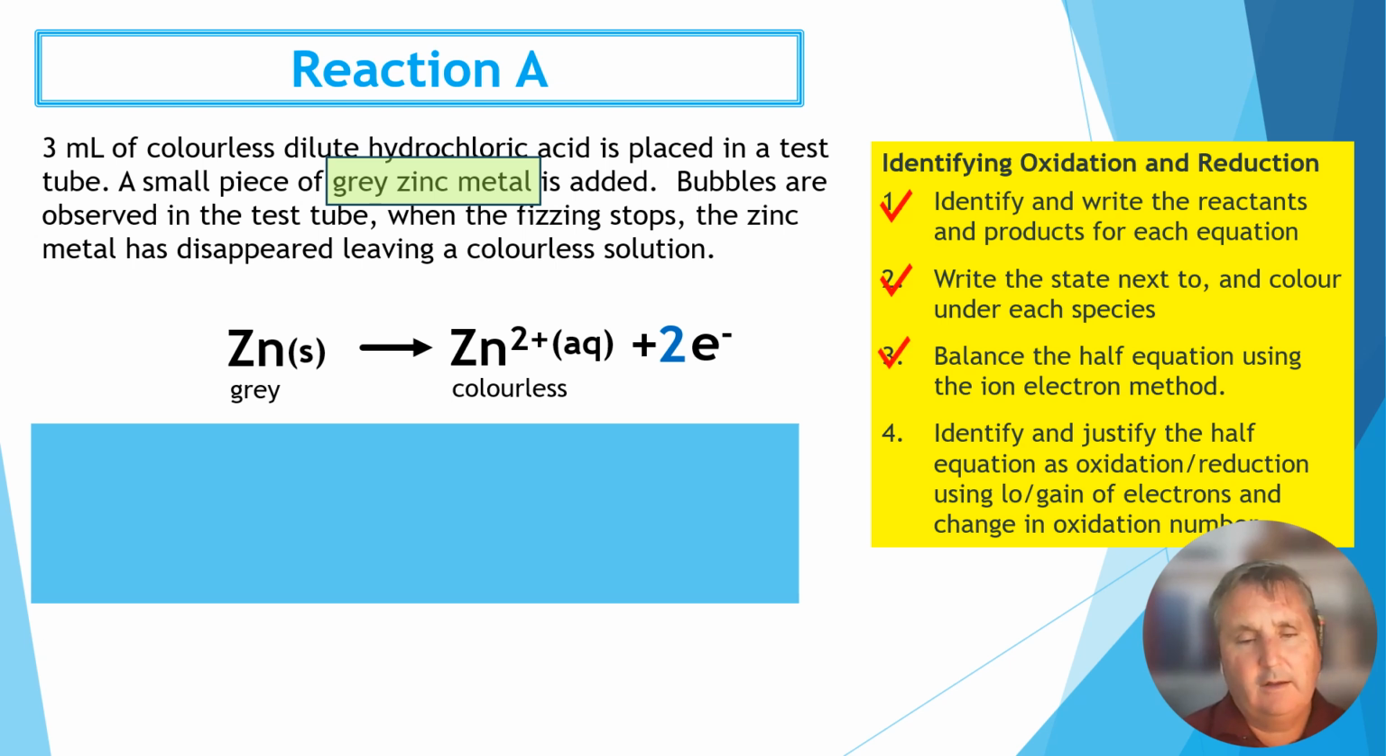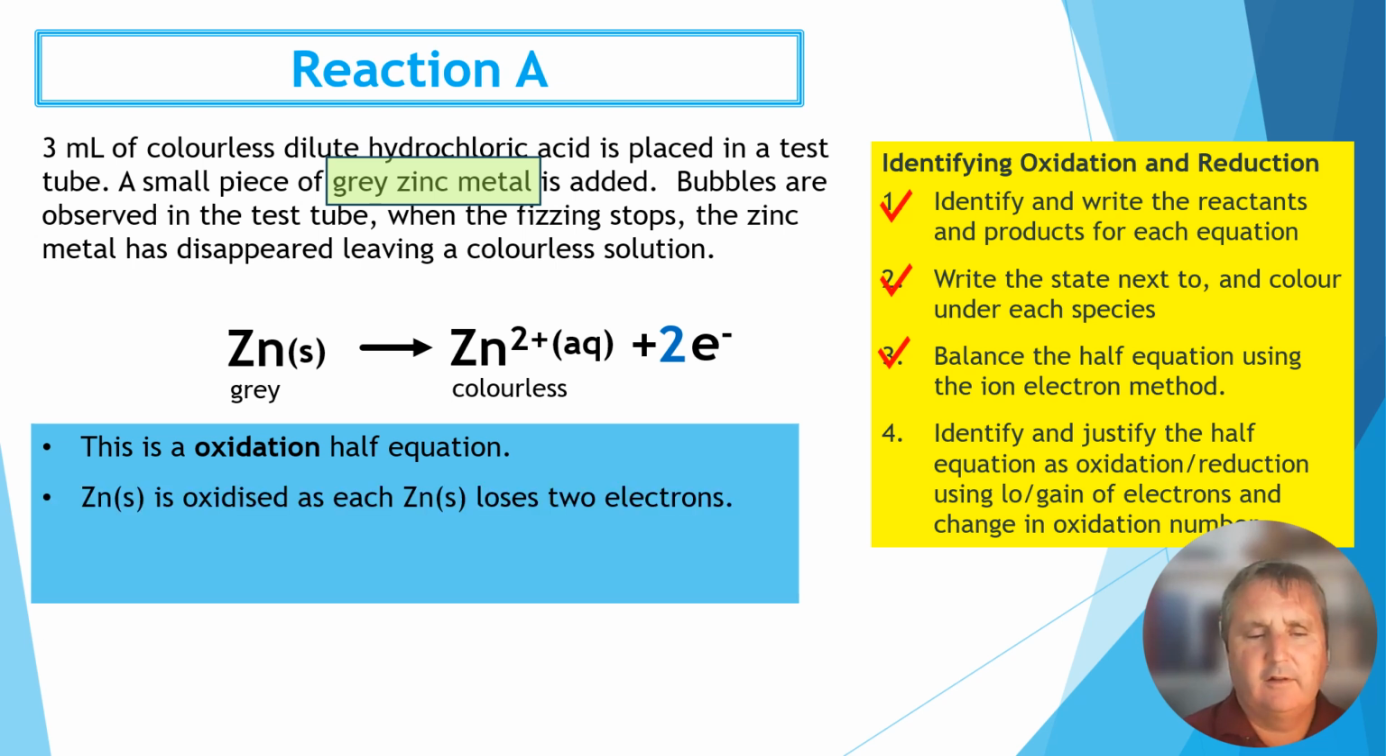So this is oxidation because it is losing electrons. If there are electrons on the right, then the reactant has lost these electrons. It's lost 2 electrons, so this is an oxidation half equation. The reactant on the left has been oxidized as each of these Zn solids loses 2 electrons. You could also write this as zinc is a reductant as each zinc loses 2 electrons, if you're comfortable using the terminology reductant instead of saying something is oxidized.